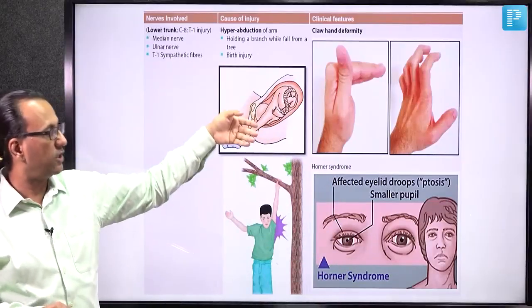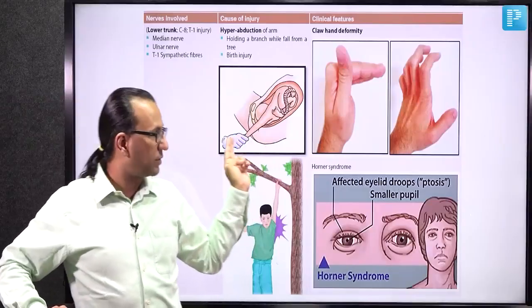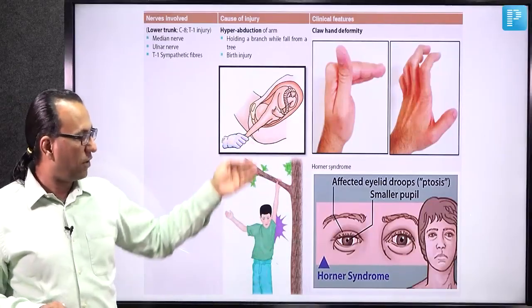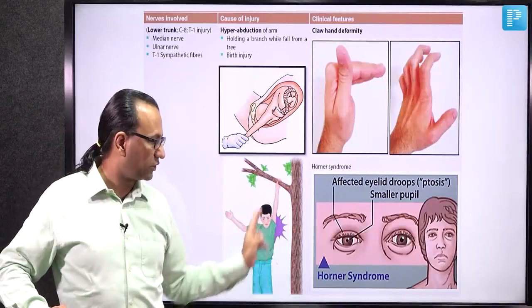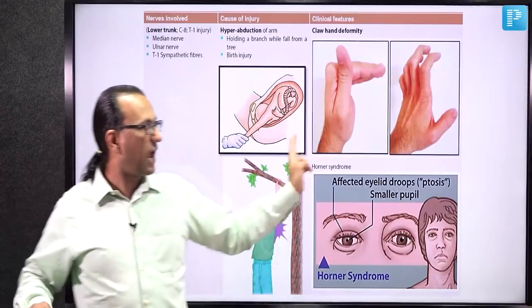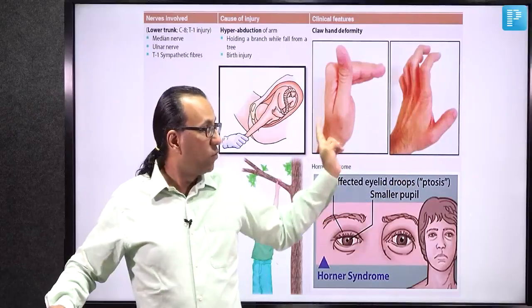Etiology could be a birth injury or a sports injury. There was a difficult labor, you are trying to pull the baby out, and there is some hyperabduction injury, which can also happen. A boy playing and falling from a tree, trying to catch hold of a branch, and there is again hyperabduction injury, which is pulling the lower trunk, and some of the hand muscles will be compromised, which could be lumbrical interossei. Now, what is this deformity?